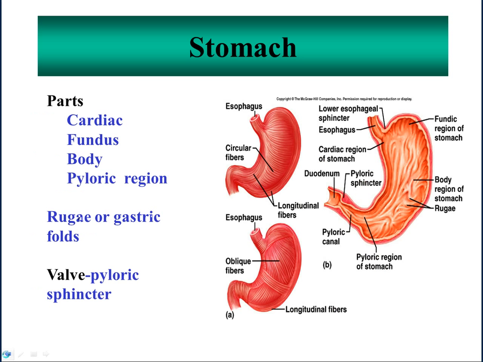Let's begin looking at the stomach in part 2.